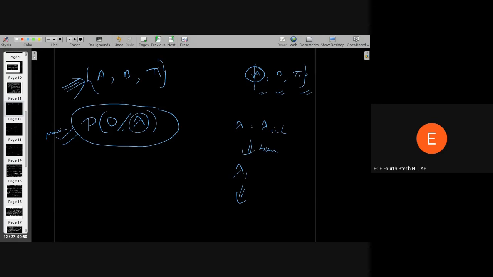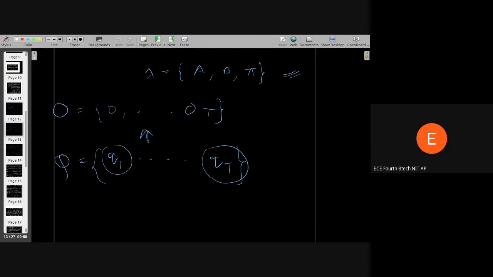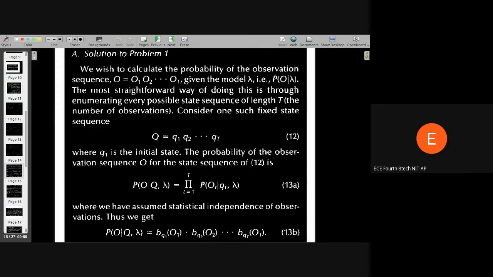So these are the three problems. Now we will discuss how to get the solutions to each of them.